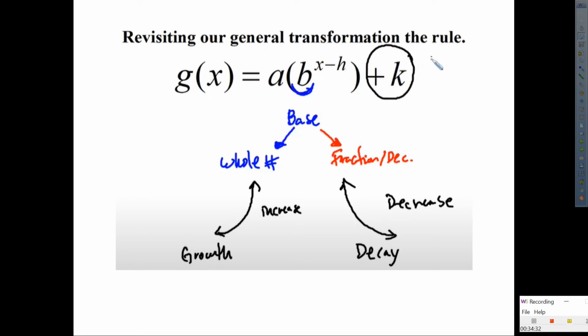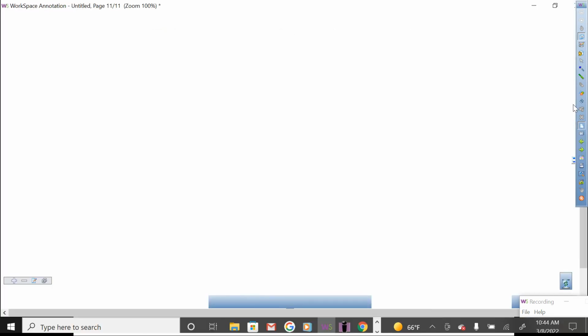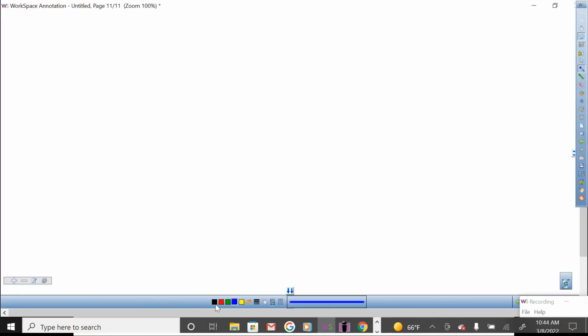Okay. So, let's see if we got this, just to make sure we can wrap this up. Here goes. Look up. What if I gave you the function f of x equals 10 to the x? Is that an exponential function? Yes. What base is it? Base 10. Okay. And of course that's going to look something like this. Why? Because it's a whole number, yes? All right.